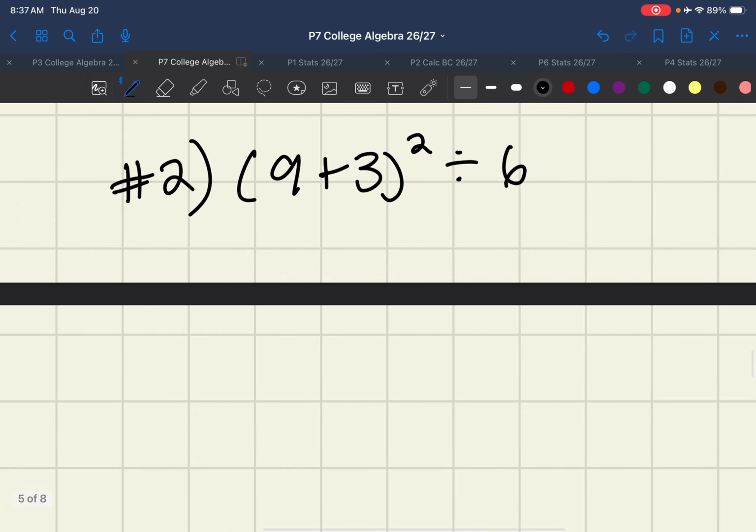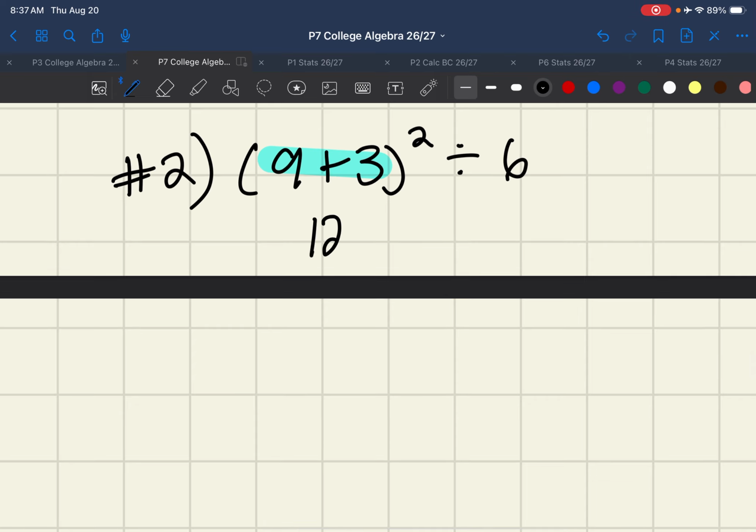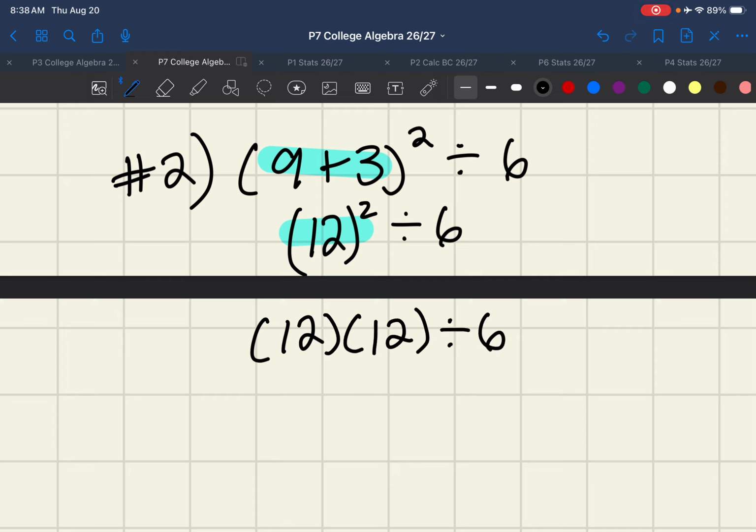Okay, example 2. Following GEMDAS, notice I have grouping and I have an exponent. But since grouping comes first, I'm going to add what's inside the parentheses first. So 9 + 3 is 12. So I have 12. And then I'm going to leave it in parentheses because I'm going to square it. Okay, and then divided by 6. Well, remember, our exponent tells us how many times we're writing the base. So 12 squared is the same as saying 12 times 12 divided by 6.